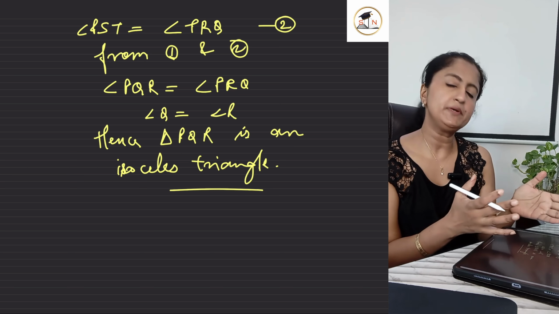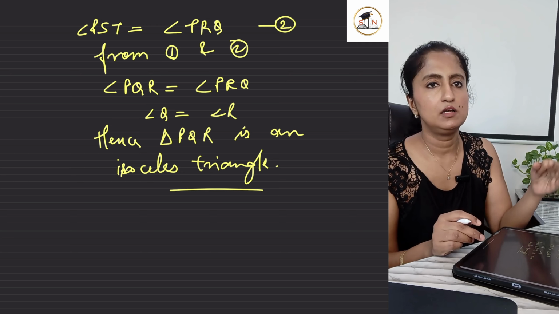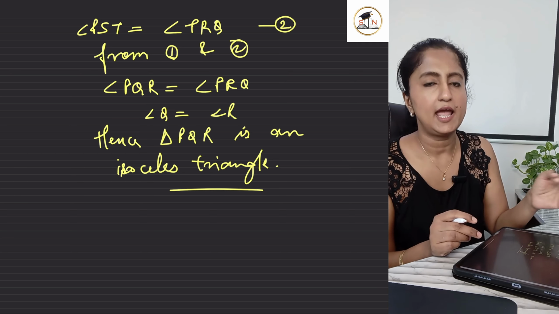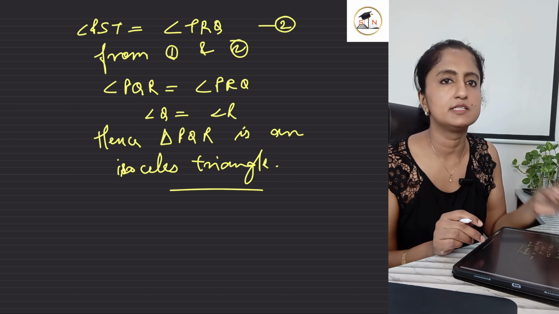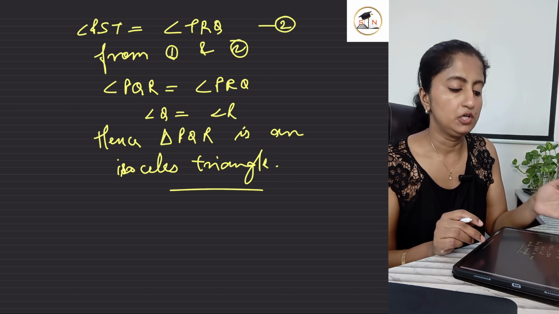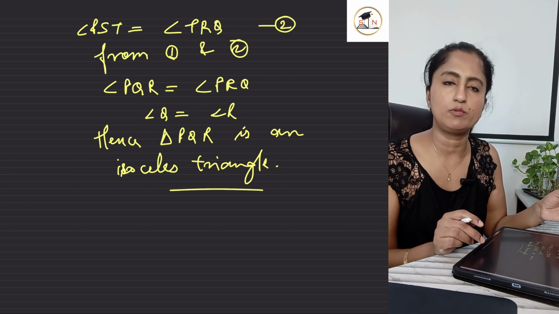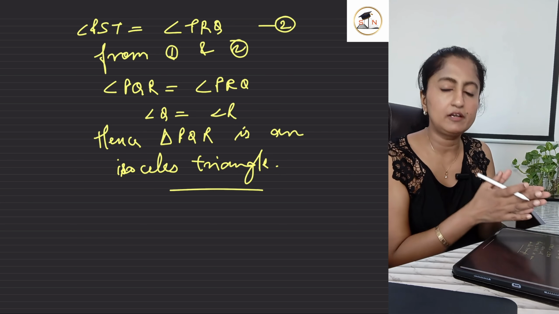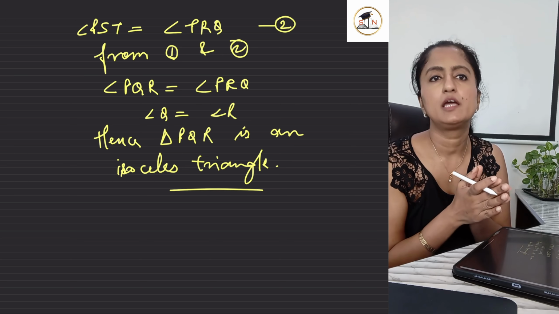Now, what did we do over here? We used Converse of BPT, got the lines parallel, proved corresponding angles, and then just compared the angles and got the desired result. So there were not many things that we had done over here, which makes this particular question again an easier one. However, they're all different categories of questions that I'm doing over here, and hence they are important.